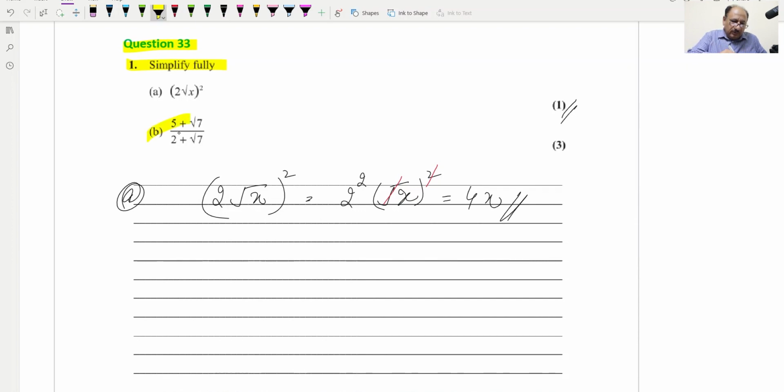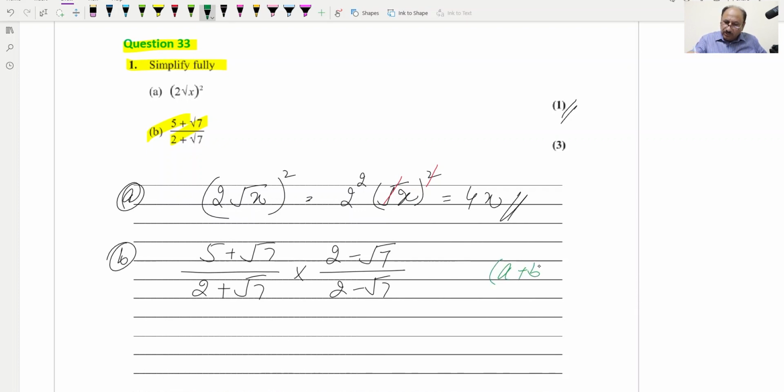Now the second, we have to simplify this as well, which is by rationalization: (5 plus under root 7) over (2 plus under root 7). We are multiplying with the opposite sign of the denominator. This is the technique for rationalization. So 2 minus under root 7 and 2 minus under root 7.